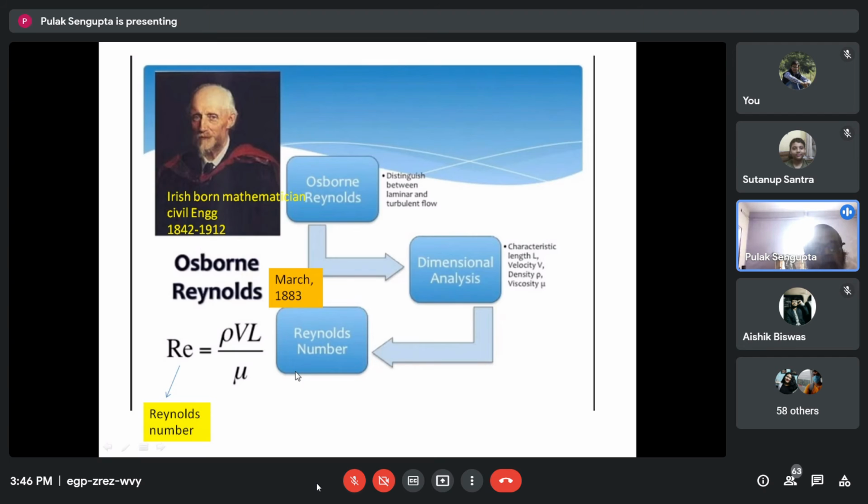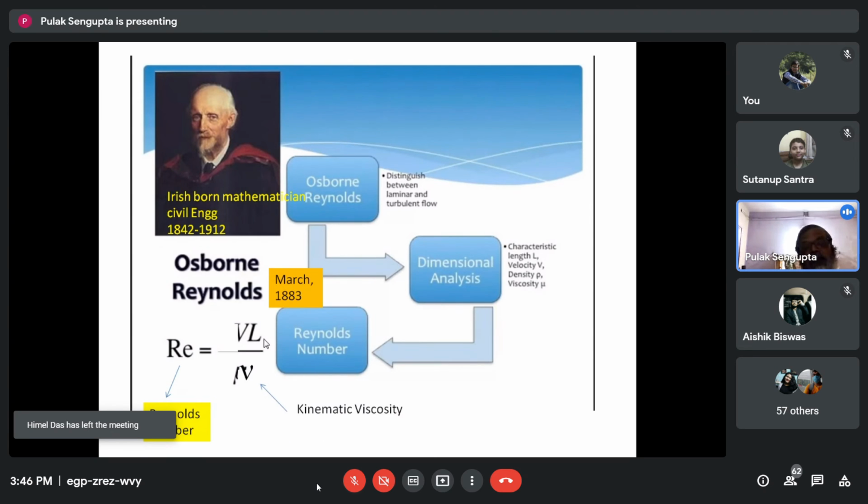In some literature, well, it was a bad animation. I was supposed to hide these things, but still it's there. So in some literature, you will find that Reynolds number is given by VL by nu. This is known as kinematic viscosity. Again, this is basically mu by rho, that is the viscosity by the density ratio.